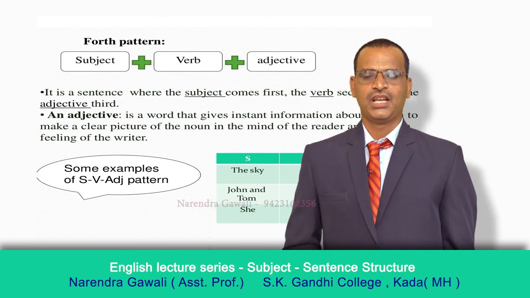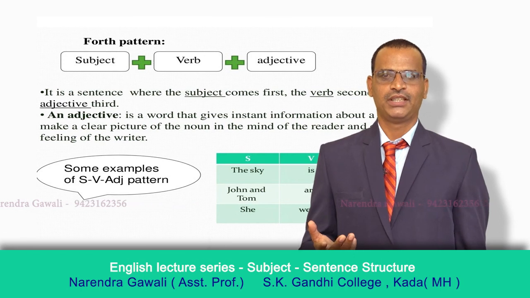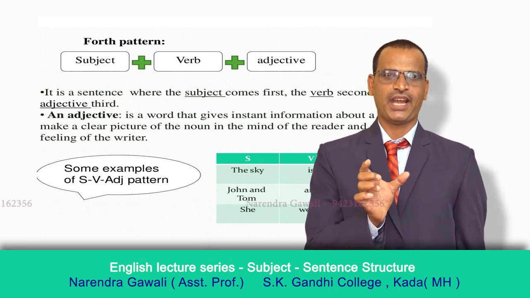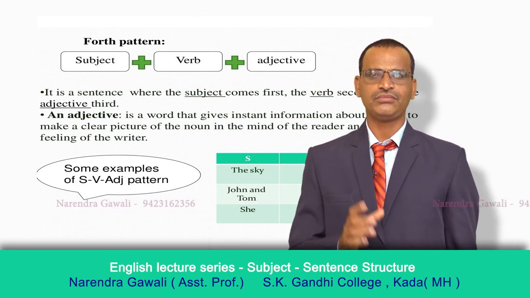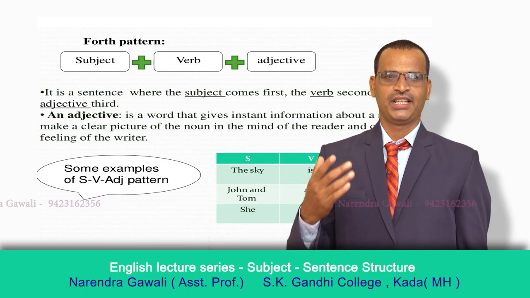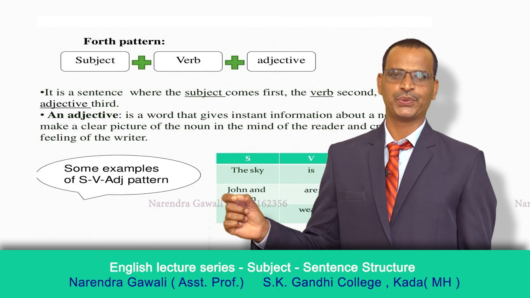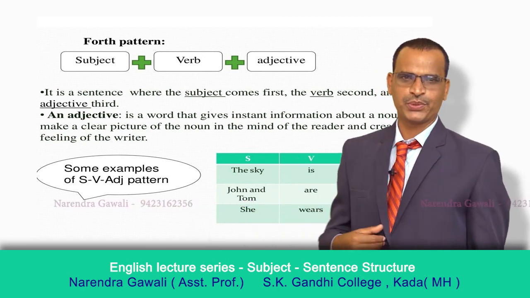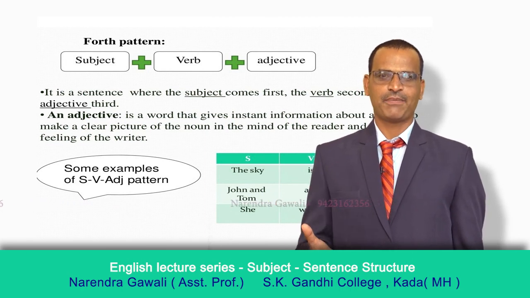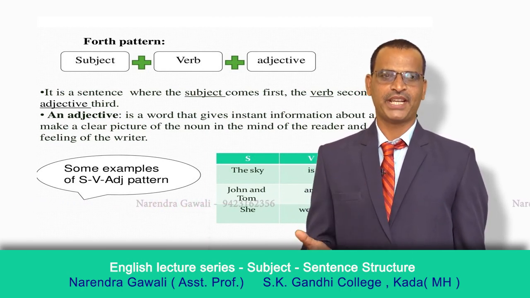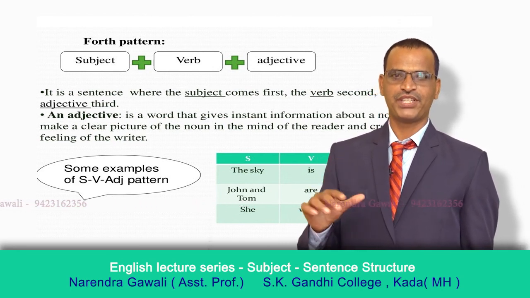Fourth pattern: subject, verb, adjective. We all know what we mean by adjective. This form is SVAdj. So this is subject, verb, adjective. Here the subject comes first, then the verb, and then the adjective. That's why it is called subject, verb, adjective. Got the point? Now what do we mean by adjective? As you all know, it tells something more about a noun. It makes a clear picture of the noun in the mind of the reader and creates a new feeling about the writer. It tells something more about a noun or a feature of the noun.